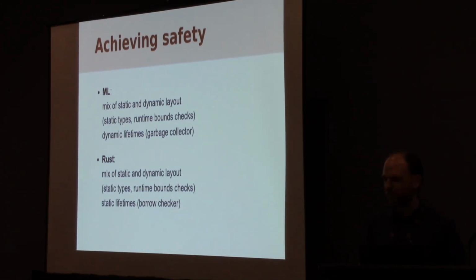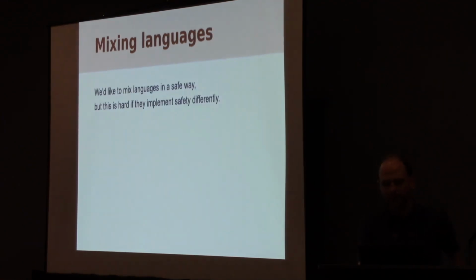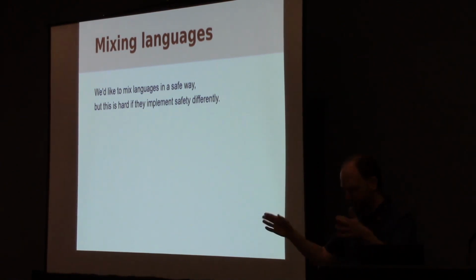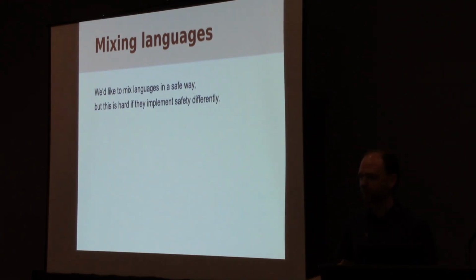But honestly, I'd prefer to just be writing nice garbage collected functional code most of the time. However, mixing languages is really hard if they implement safety in different ways. Because Rust is going to expect that anytime there's a use of a pointer, its safety has been checked statically. It's going to assume that some bit of code has proven that pointers can't be accessed outside of their lifetimes.